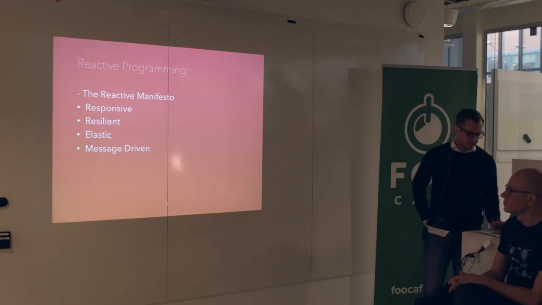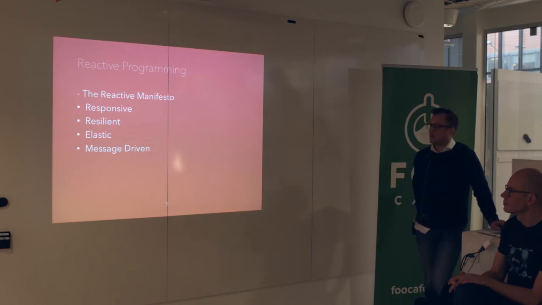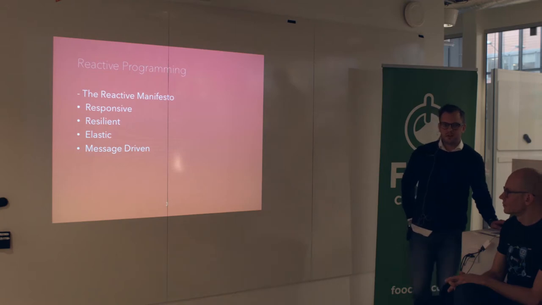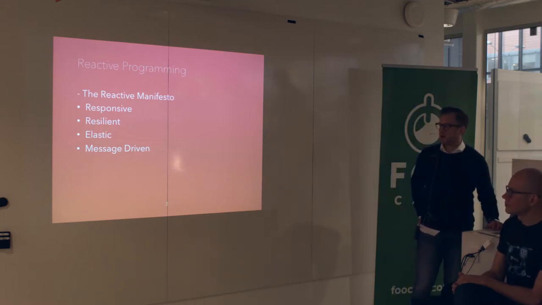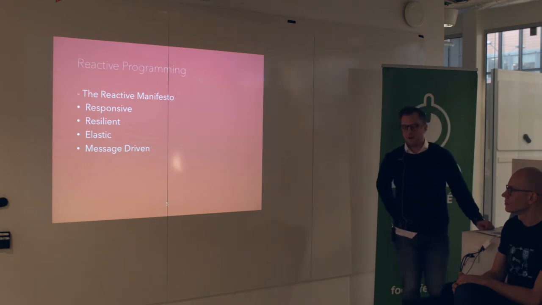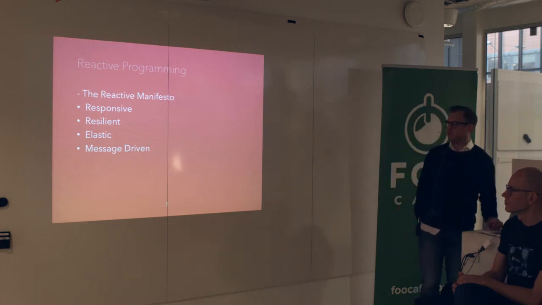And then in 2013, Jonas Bonér created the Reactive Manifesto. That is like a document, a web page, describing what a Reactive system or Reactive architecture should be. It's very high level, just a few bullet points. And what they're saying there is that a Reactive system should be a responsive, resilient, elastic, and message-driven system.